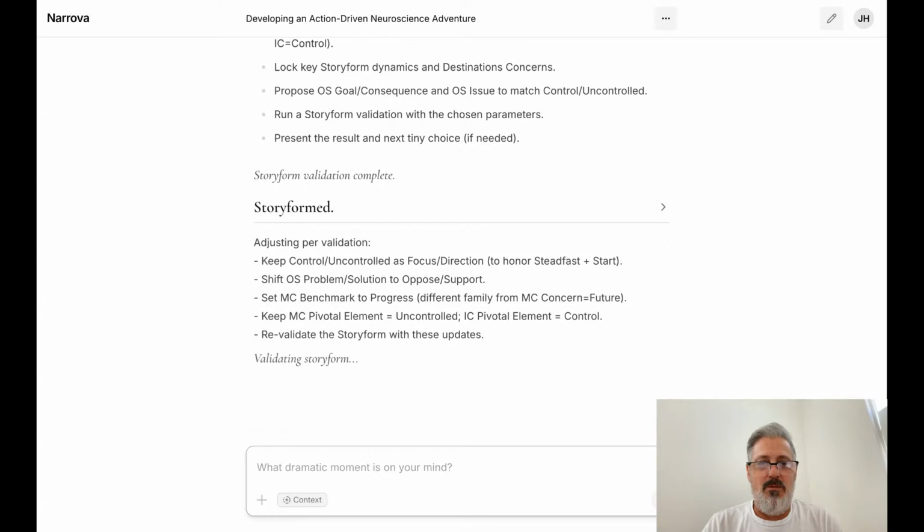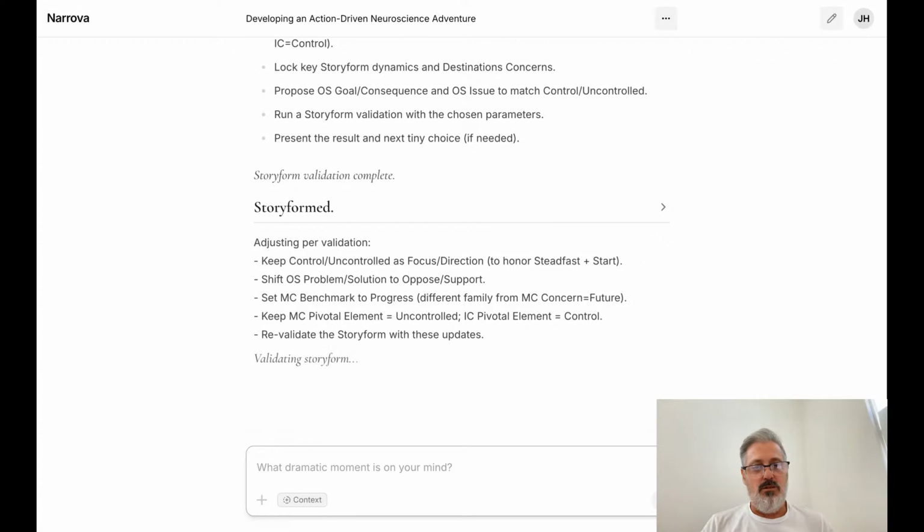If you're super into Dramatica theory, you probably were like, wait a second, Jim, you didn't notice that this got wrong, because I knew it would do this. So just validate it at the end, because it won't make it a complete story until it knows everything's right. So, for instance, control and uncontrolled, because it's a steadfast story and it's a start story, those will have to be the focus and direction, not the problem and solution.